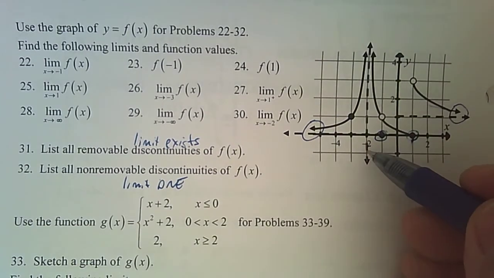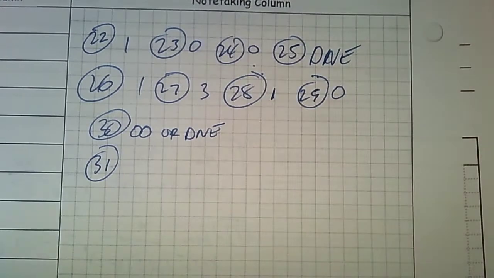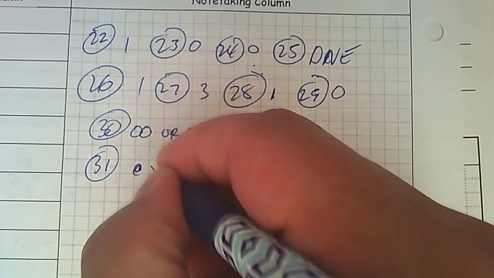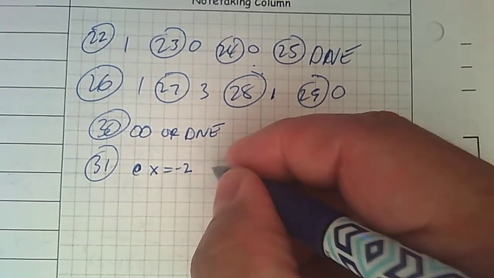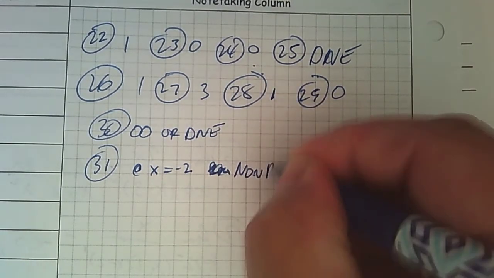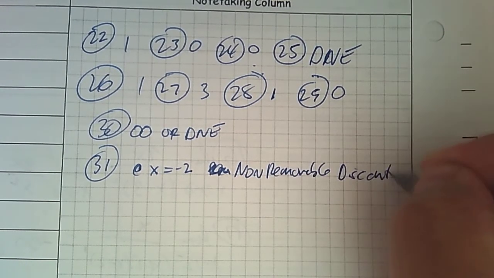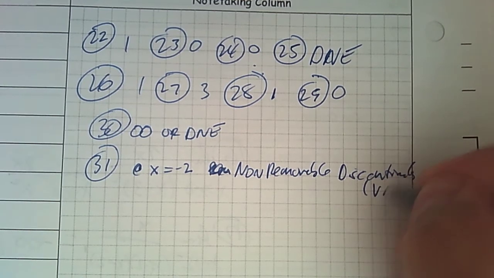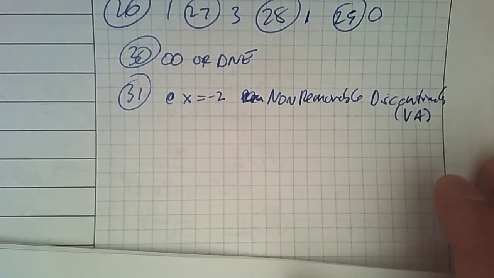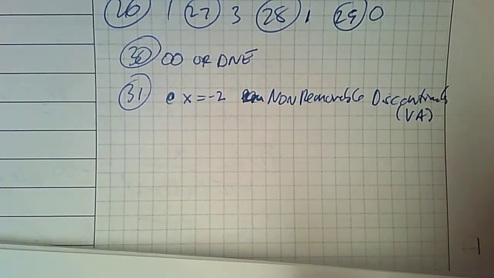So the first discontinuity is where x equals what number? Negative 2. Is it removable or non-removable? So at x equals negative 2, it is a non-removable discontinuity. And why is it non-removable? Because it's a vertical asymptote there. So vertical asymptotes have a non-removable discontinuity, and an answer there for the limit is does not exist.